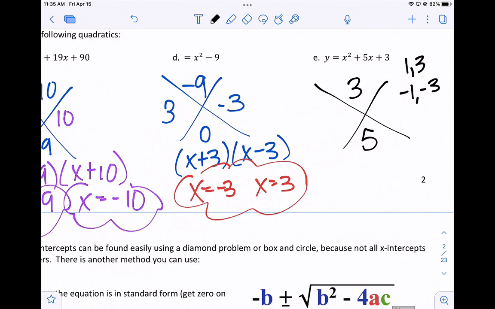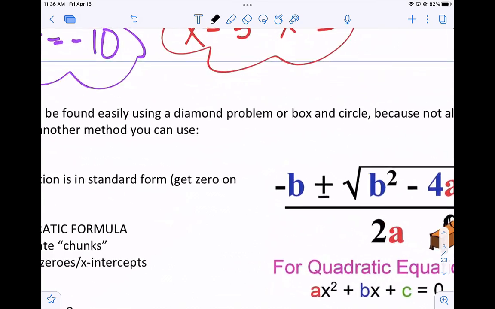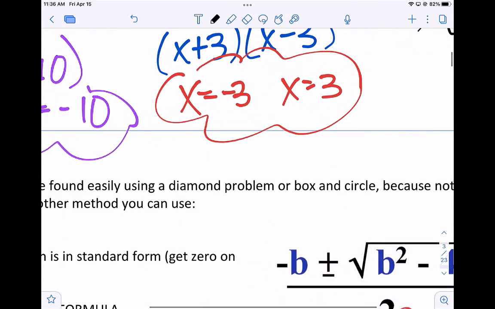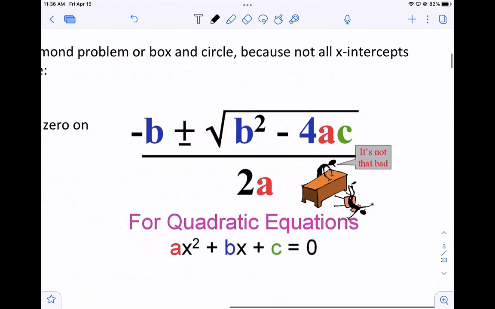So right now, we need to find another way of finding these x-intercepts if we can't use a diamond problem. And so we'll take a look at that today. Not all x-intercepts can be found easily using a diamond problem or box and circle because not all x-intercepts are integers. What that means is not all these answers are going to be whole number answers. So we can use this thing called the quadratic formula to find the x-intercepts of a graph when we can't factor.